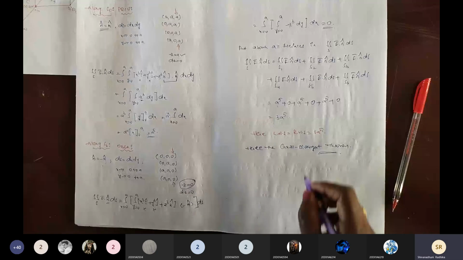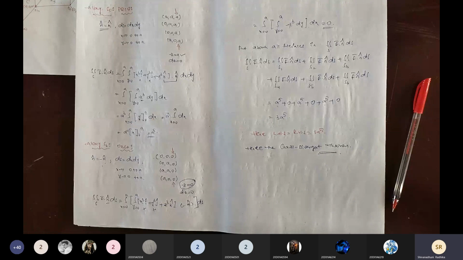About the question, are you clear? Any doubts, ma'am? Most of our verification problems belong to the cube only. Don't take any tension. Please be prepared for these three problems.